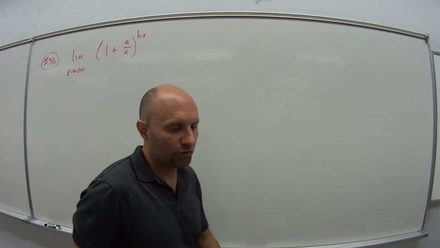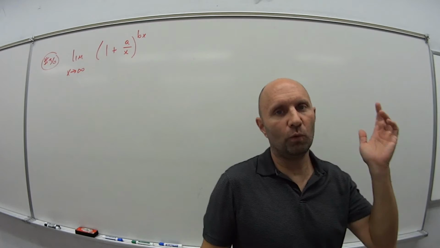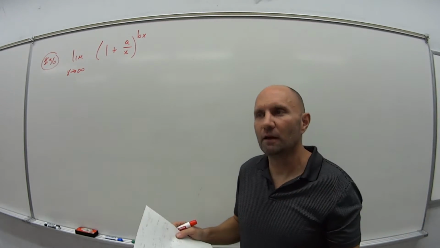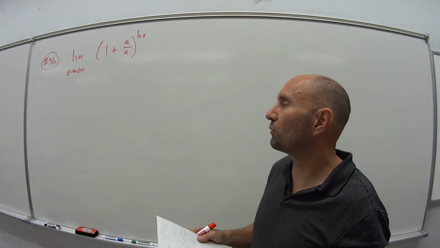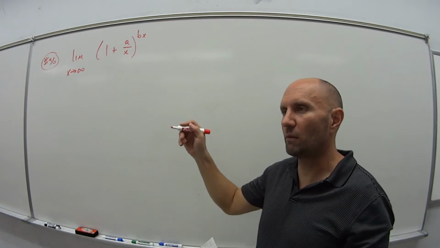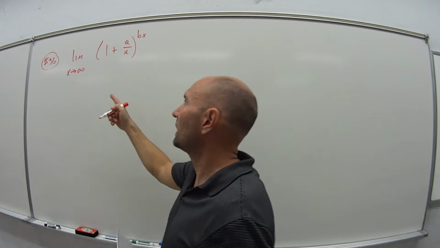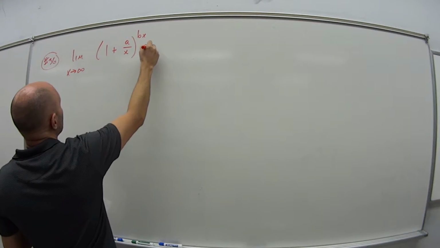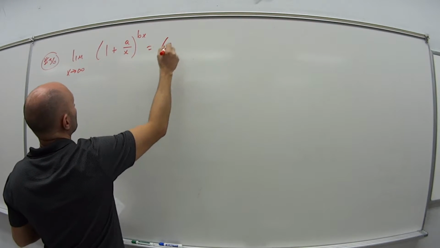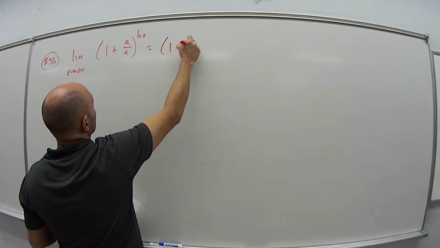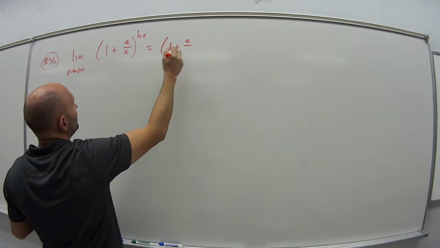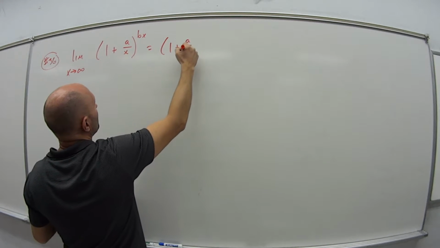So right away, this should set off some bells and whistles saying, uh-oh, exponent, this is probably my indeterminate power problem. So let's check it out. If we plug in infinity, what do we get? We get 1 plus a, which is just some random number, over infinity. So any number over infinity, this is what?